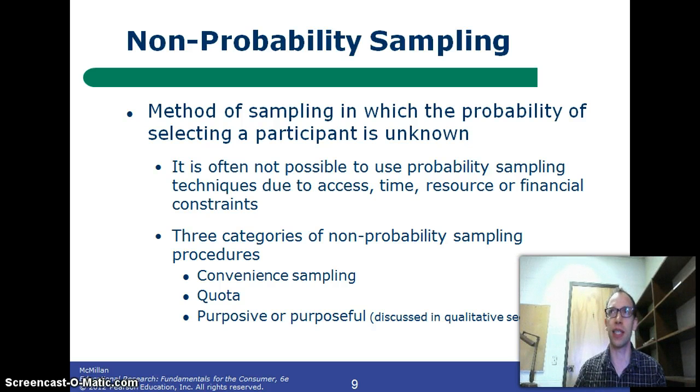So by sampling a representative group of the population, you have very strong external validity. Whatever you find in your study can be extended, can be generalized to the population. Quota, just getting a certain number of people, kind of tied to convenience. And purposeful is in qualitative research, where you're specifically going after the people who have the best information, the best data from your population. You don't care at all about random sample.